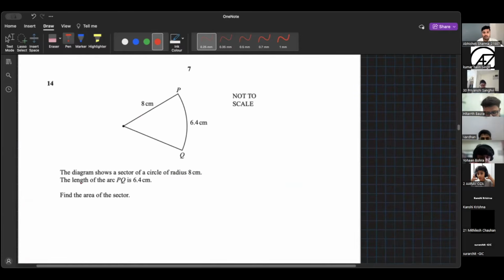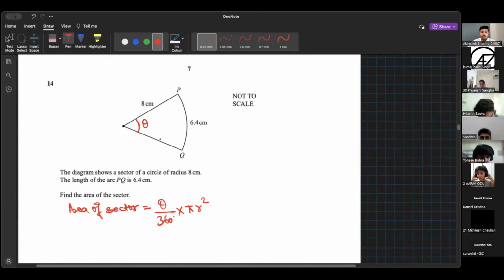Question number 14, it says the diagram shows a sector of the circle with radius 8 centimeter. The length of the arc PQ is 6.4. Arc length is given to us. It says find the area of the sector. What is the formula for area of the sector? Theta divided by 360 degrees multiplied by pi r square. This is the formula. But do we have the theta, this angle? No. So we can use the radian.